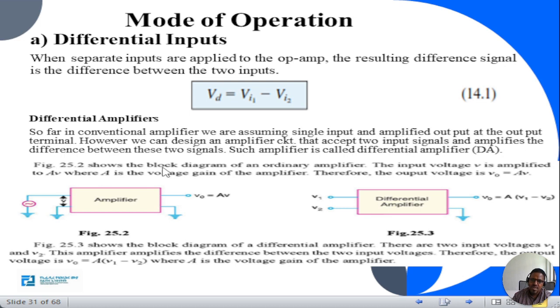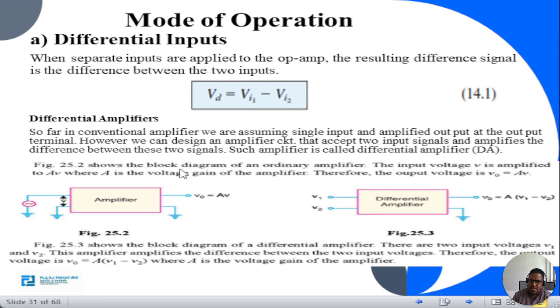So differential amplifier: so far in a conventional amplifier, we are assuming a single input and the amplifier output as the output terminal. However, we can design an amplifier circuit that accepts two input signals and amplifies the difference between the two signals. Such an amplifier is called a differential amplifier. Look at this circuit, 25.2. Our input is single.